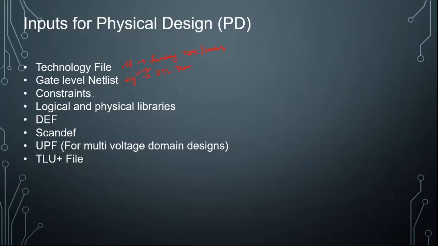And the constraints are very important. As I was continuously speaking about the PPA, speed and all, I have to put somewhere what is my target speed. So here we will decide with the help of the clock. The clock frequency we have to give. That clock frequency will be put in an SDC file, .sdc, which is the design constraint file. This we will get from the designer.